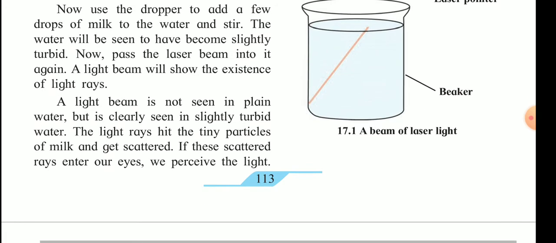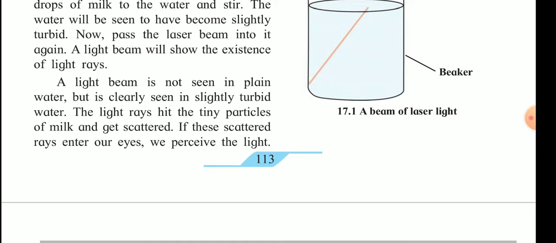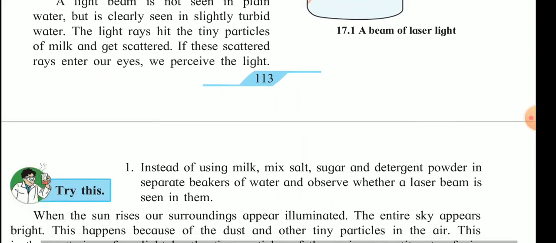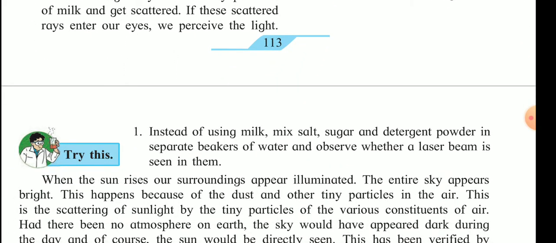A light beam is not seen in plain water, but is clearly seen in slightly turbid water. The light rays hit the tiny particles of the milk and get scattered. If these scattered rays enter our eyes, we perceive the light, that is, we are able to see it. So instead of using milk, mix salt, sugar and detergent powder in separate beakers of water and observe whether a laser beam is seen in the water.